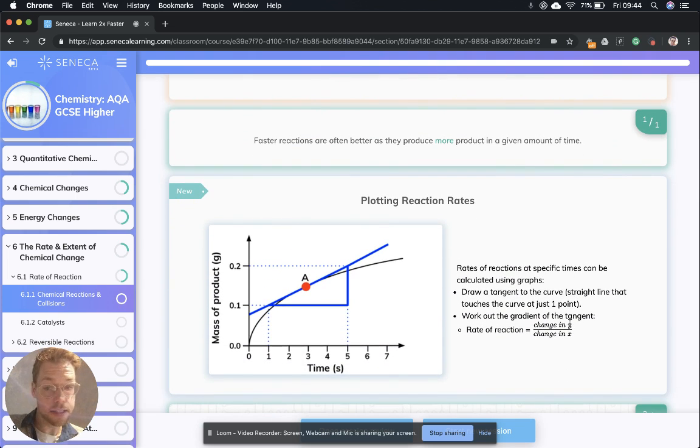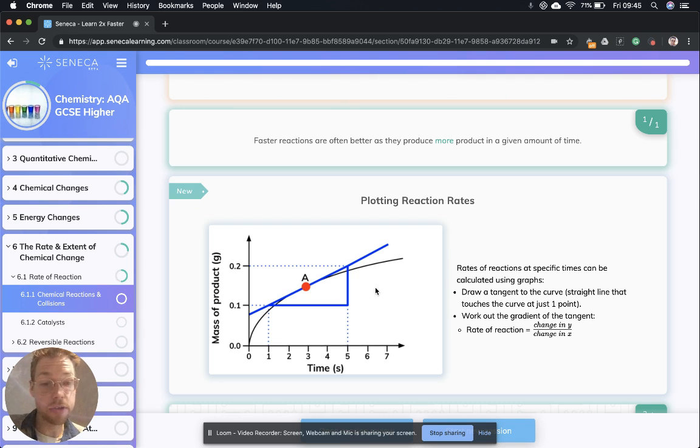One of the key things that you need to be able to do for this topic is plot reaction rates and calculate it using a graph. So what we normally do for this is we'll have the mass of the product on the y-axis and the time on the x-axis. And what we have to do is draw a tangent to the graph. A tangent is just a straight line that touches the graph at a certain point.